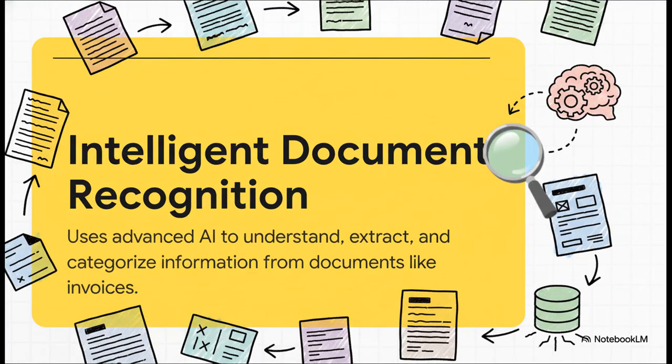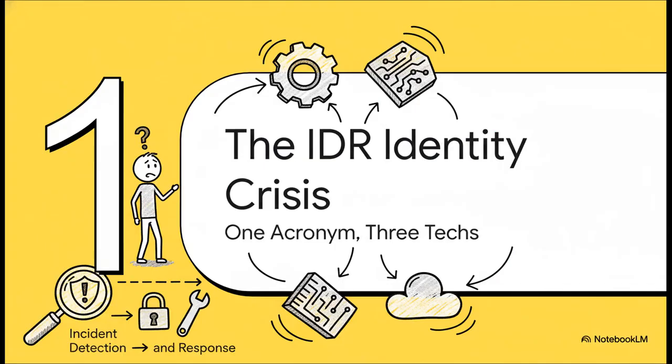And just to make things really confusing, if you step outside of the security bubble, IDR becomes intelligent document recognition. This is all about using AI to automatically read, understand, and pull key info from documents. It's an incredibly powerful automation tool that has absolutely nothing to do with security incidents or identities. So yeah, we have a genuine identity crisis on our hands. One acronym, three totally distinct, powerful technologies.